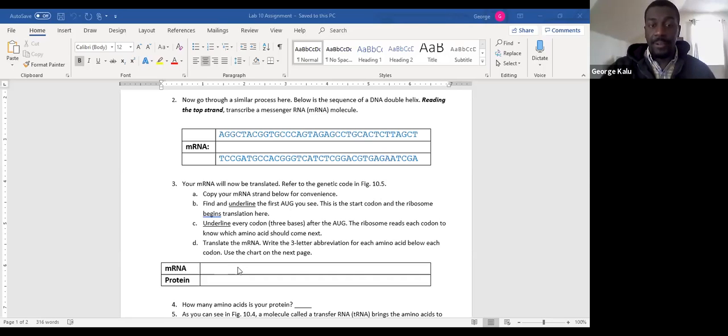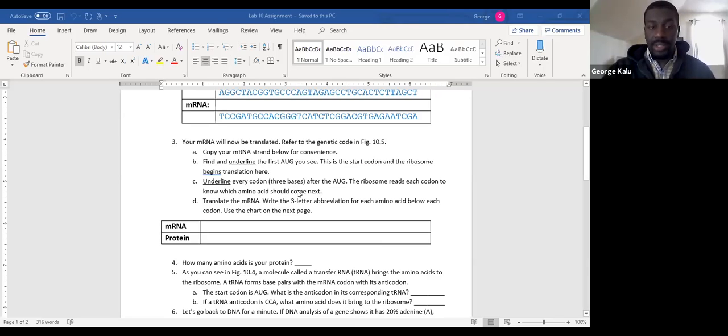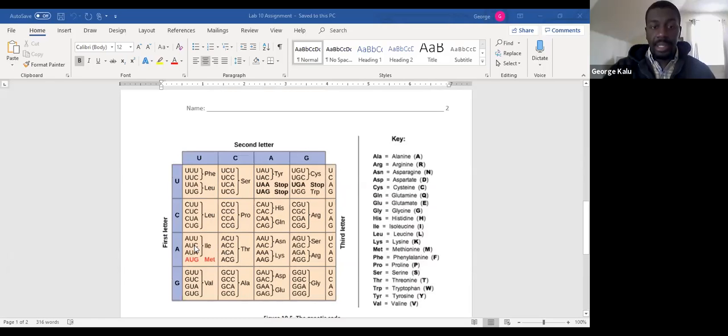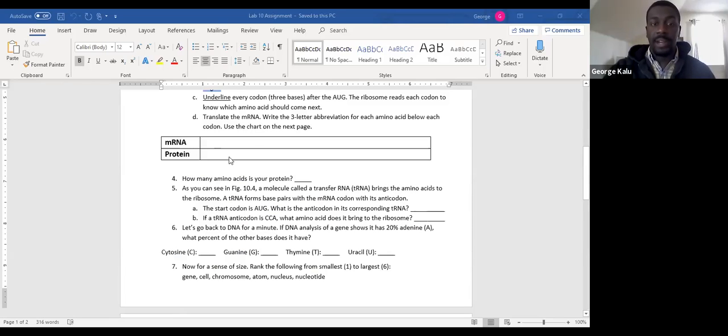So you're going to underline wherever you find that first AUG, and then you're going to underline every 3 bases. Once you identify those 3 bases, or each of the individual codons, you're going to translate that mRNA and list the amino acid that you're going to be forming. You're going to list the amino acid sequence, and you're going to use this chart here to help you identify what amino acid comes when. So using your mRNA, you're going to identify what your amino acid sequence is going to be here in the protein box.